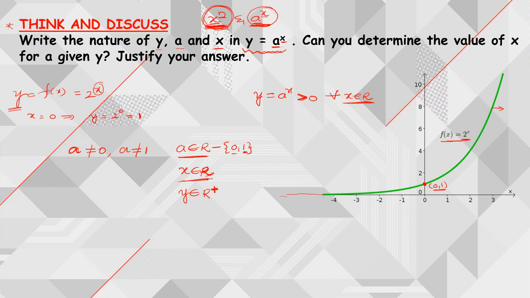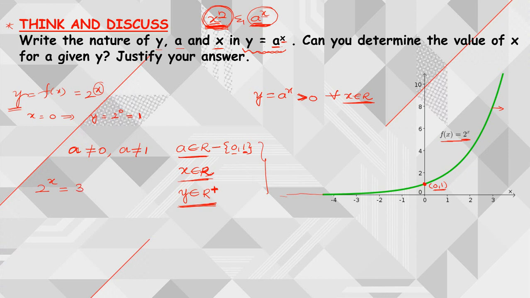So y belongs to positive real numbers, so y will always be positive. So these are the three things we are going to get in this. Can you determine the value of x for a given value of y? Justify your answer. Not always.